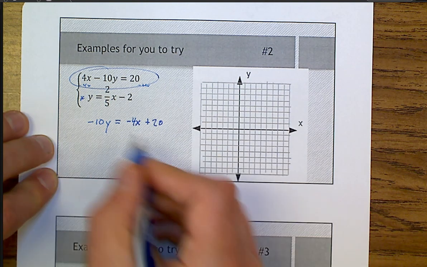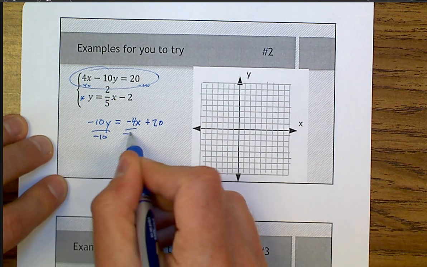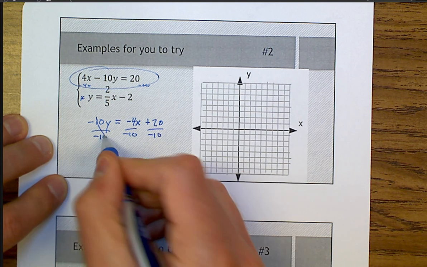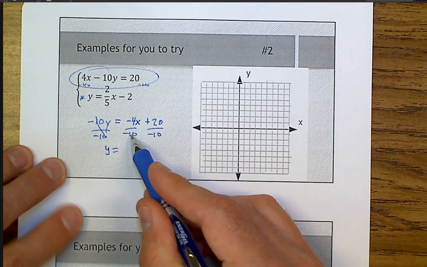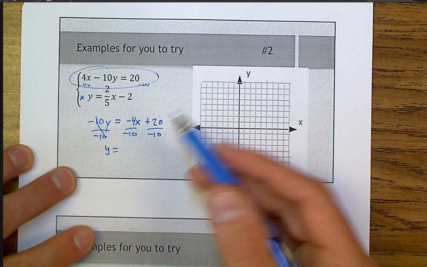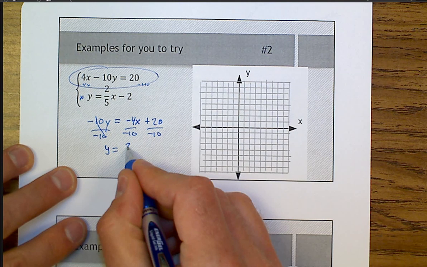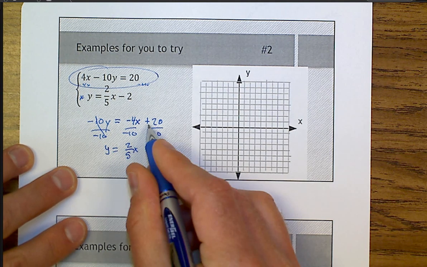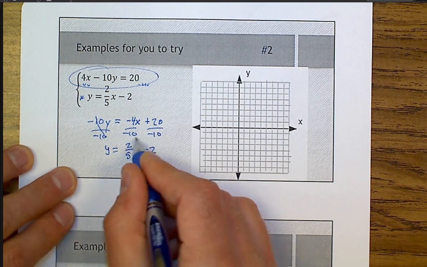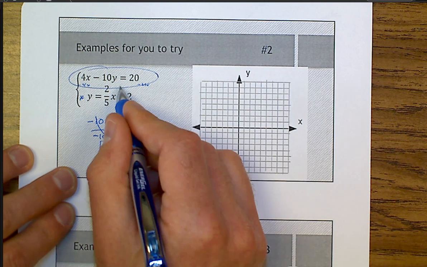Now I'm going to divide everything by negative 10. And be careful of your signs here. I have a negative 4 over negative 10. 4 divided by 10, if you divide by 2, that reduces to 2/5 x. And 20 divided by negative 10 is minus 2. Now, what do you notice here?